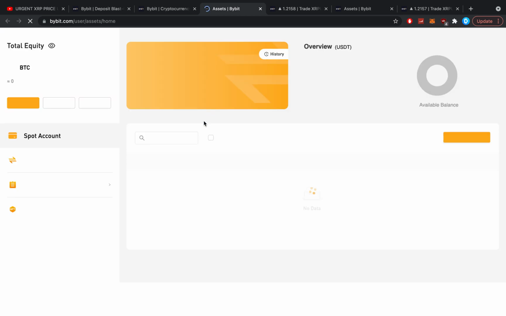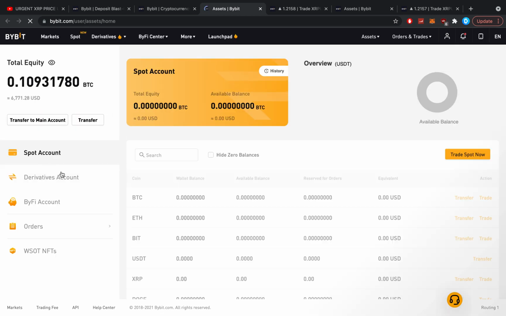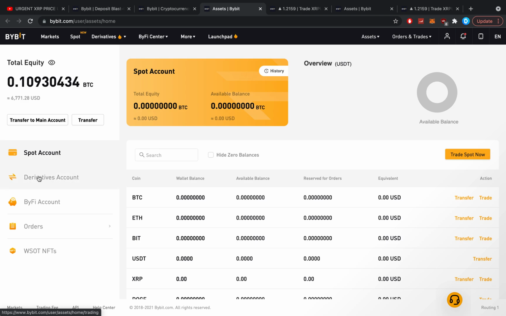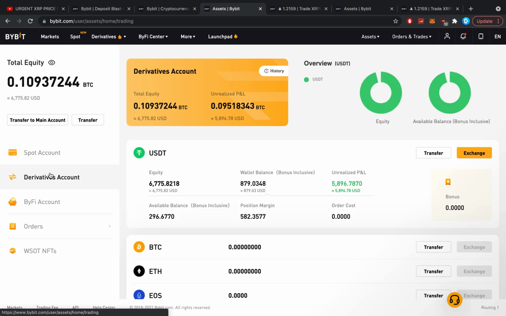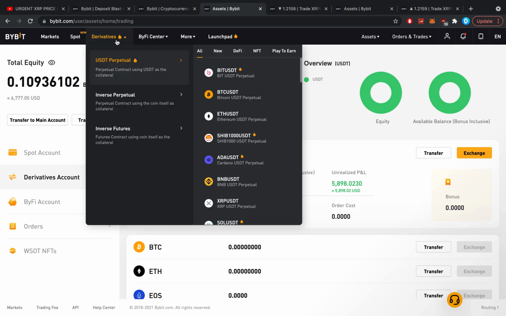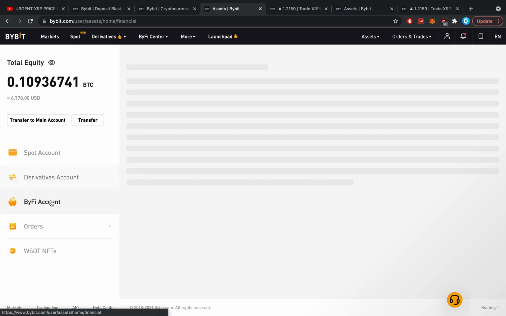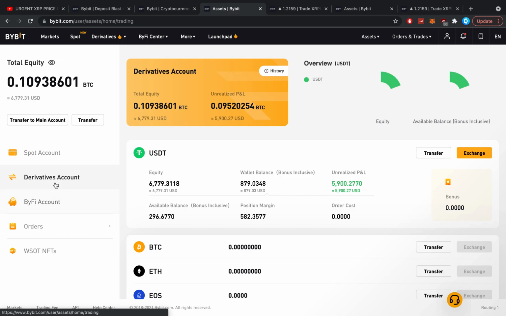So go to spot account here on the assets tab. The reason I'm telling you guys to do that is because there's three different sorts of accounts: spot, derivatives, and ByFi. Spot is usually in every other exchange, just your normal wallet. Derivatives account, you have to specifically put money into to be able to trade the leverage contracts and whatnot. To basically trade with leverage, you need to put it into this account. And ByFi is basically just a way to get yield on assets you already have in there.